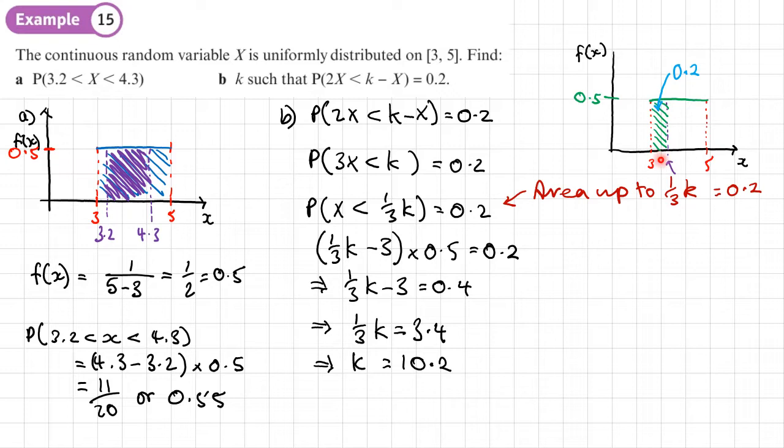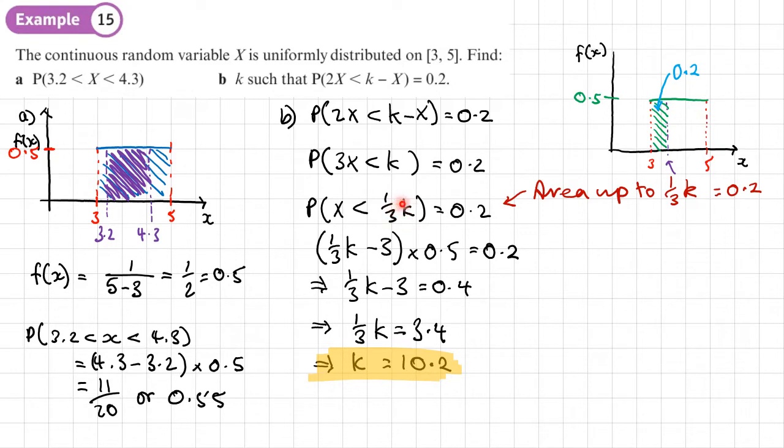Now don't be alarmed, because that doesn't mean 10.2 here. That's the value of k, 10.2 minus x. So this is what satisfies the inequality. So don't think this is wrong because it's not 10.2 here. It satisfies the original question. And you can check it out if you want to.